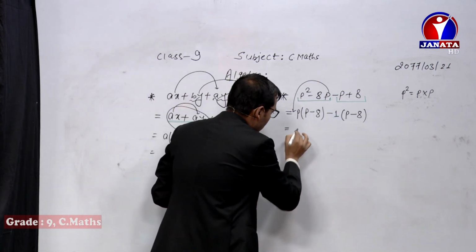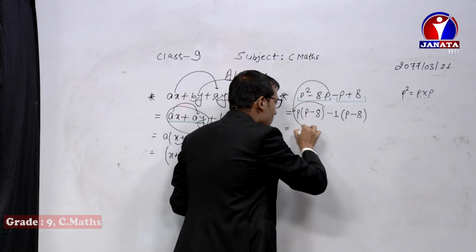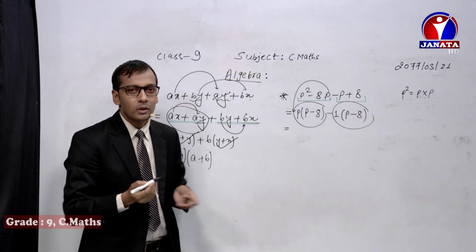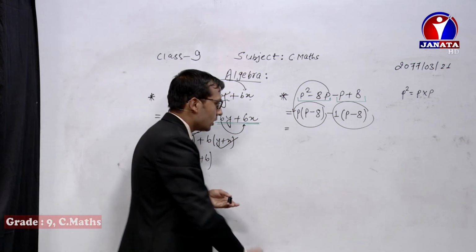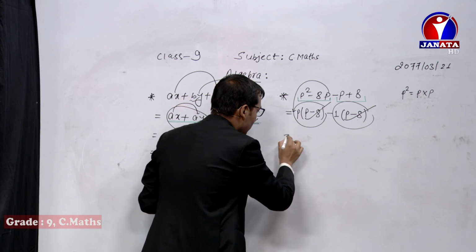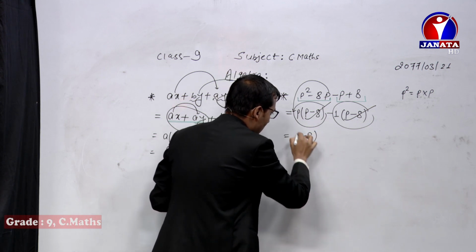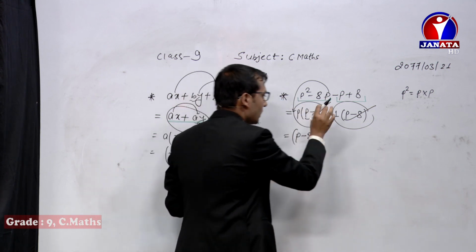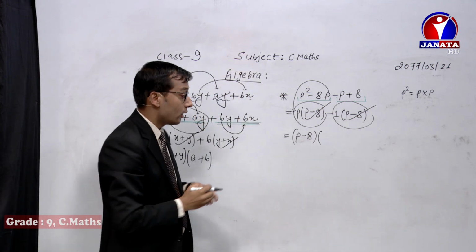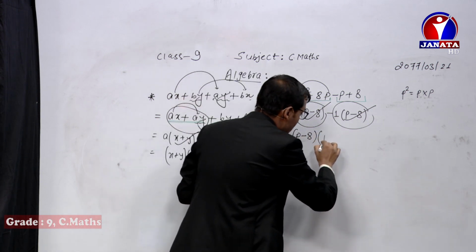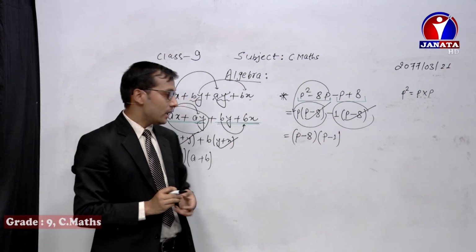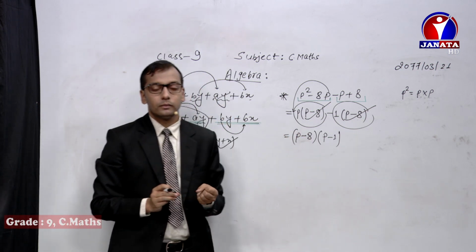Okay, so if we consider this is the first term and this is the second term here, what is common? What is the common factor? P minus 8 is a common factor, so we can take p minus 8 common, and after taking a common factor we will write the remaining terms, which are p minus 1. So this is the next example.